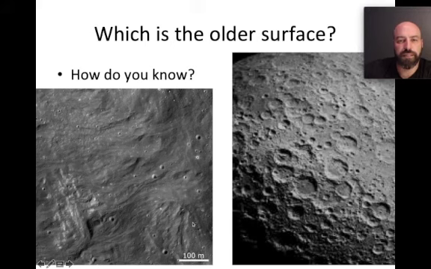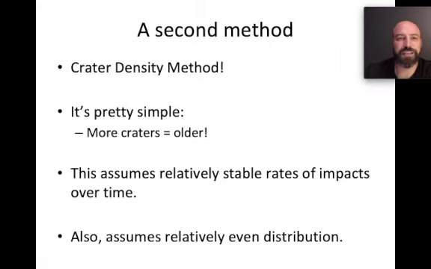So here's a situation. Which one of these surfaces is older, the one on the right or the one on the left? Well, the one on the right is older. How do you know? Crater density. The one with more craters is typically the older one. Now, we have to assume, in this case, that we're having a constant rate of impacts over time, and there isn't some event we don't know about. But given that assumption, the one with more craters would be the older.